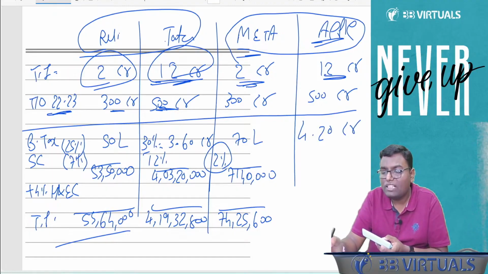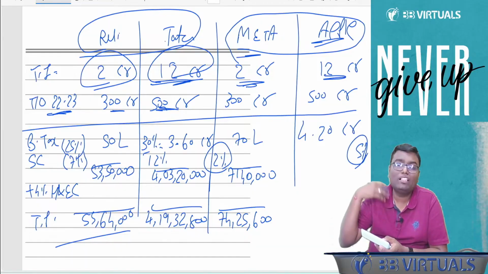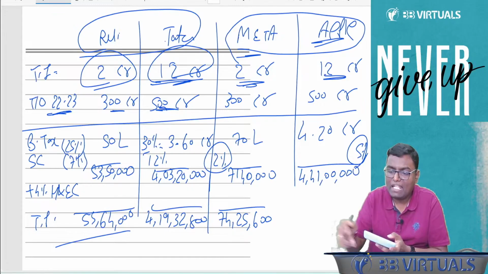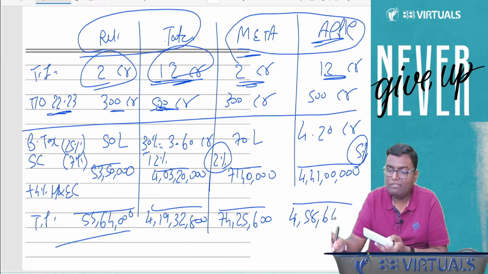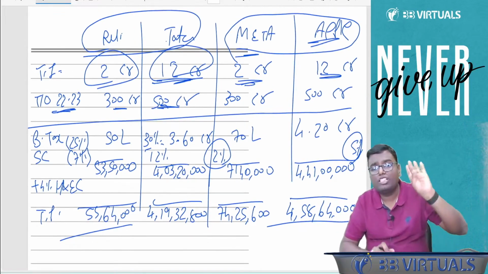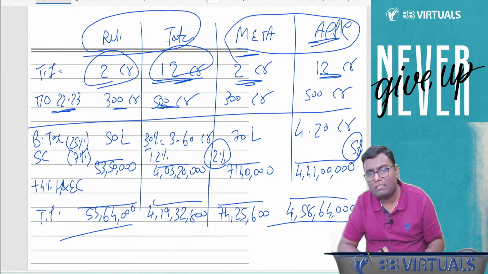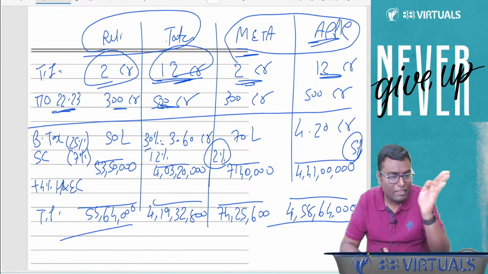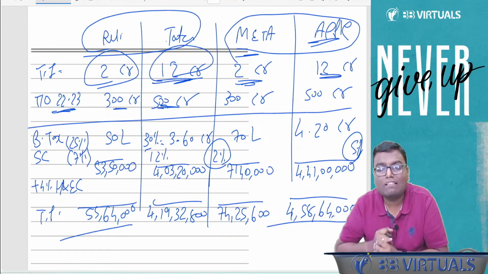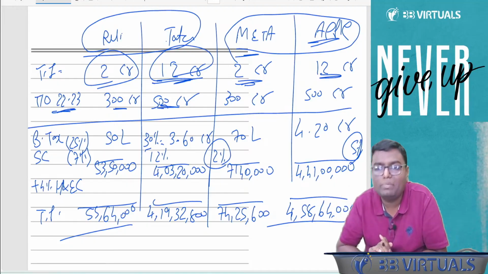How much surcharge will get applied? 5%, because the total income is more than 10 crore. So 4 crore 20 lakh plus 5% comes to 4 crore 41 lakh. And in that, I will add 4% health and education cess, 4 crore 58 lakh 64,000. So this is how we used 25%, 30%, 35%. We used 7%, 12%, 2%, 5%, and ultimately 4% cess. This is the whole and sole example of any company.